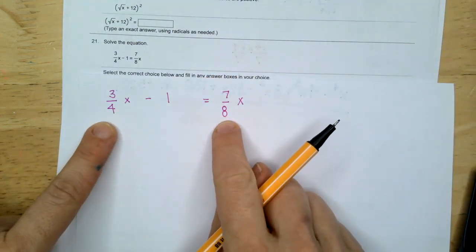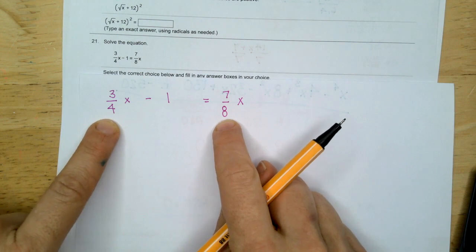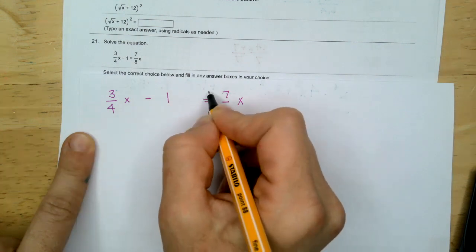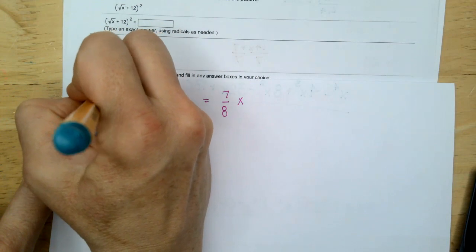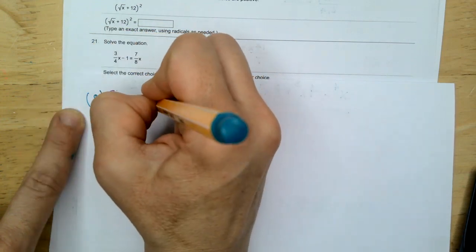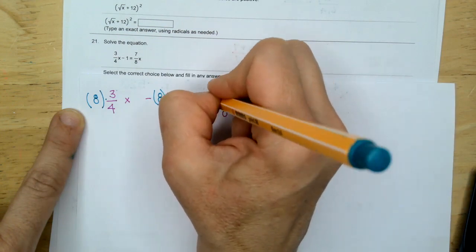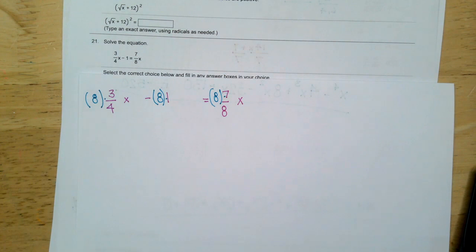4 and 8, I can divide them. They're both factors of 8, right? So if I multiply this by 8, I'll get rid of the fraction. If I multiply this by 8, I'll get rid of the fraction. So my common factor here is 8, but it's okay if you want to start with 4. In that case, I would start with the biggest, but you'll get the answer if you multiply everything by 4, and then after that, multiply everything by 8.